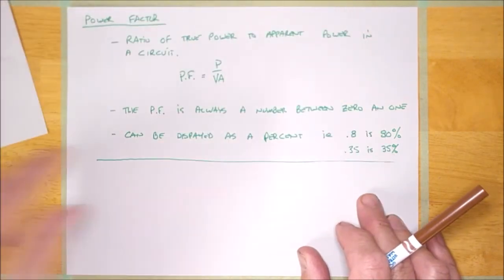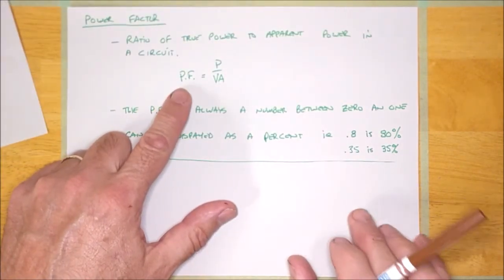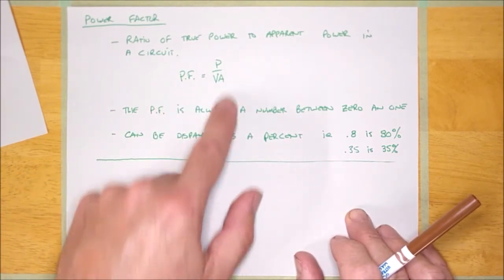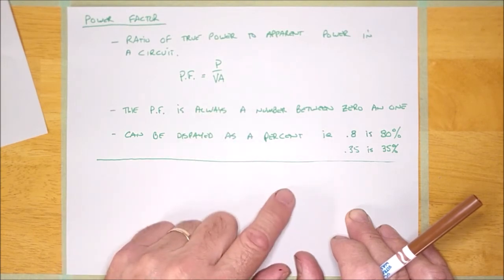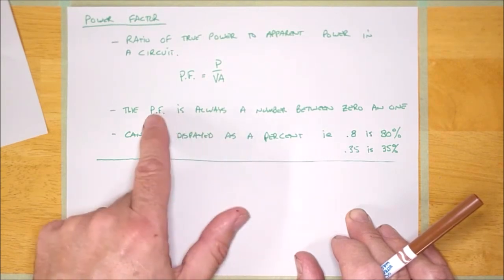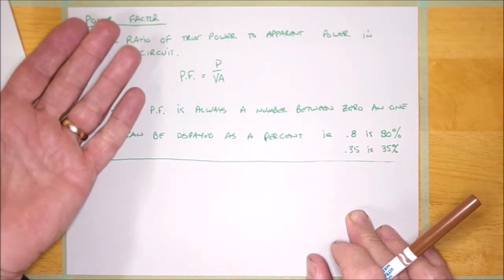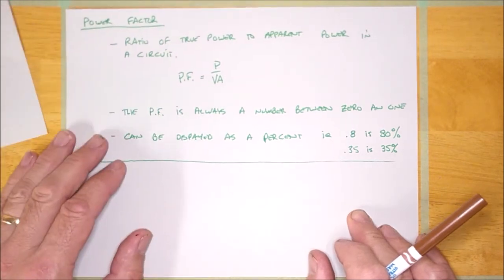Okay, guys? Electricians are always talking about the power factor of a circuit, and that's what it is. It's the ratio of the true power to the apparent power in the circuit, a number between 0 and 1. If you're doing your homework and you find that your power factor is something more than 1, well, you did something wrong. All right, guys?